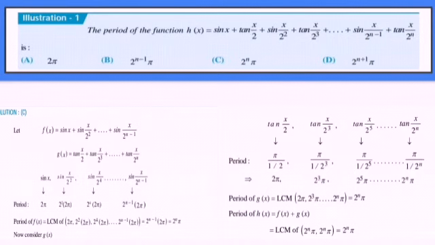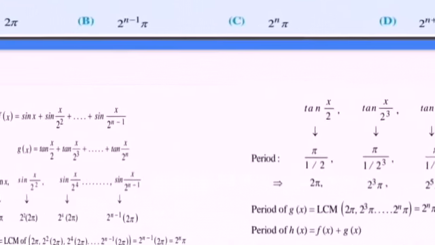First of all, we have been given the function h(x) in the question. We have bifurcated it into two segments, f(x) and g(x). f(x) is, let's say, sin x plus sin(x/2) square plus so on, up to sin x upon 2 to the power n minus 1. And g(x) you can say is tan(x/2) and tan(x/2) cube and so on, up to tan(x/2) to the power n.